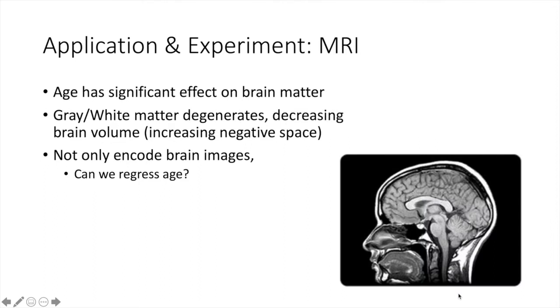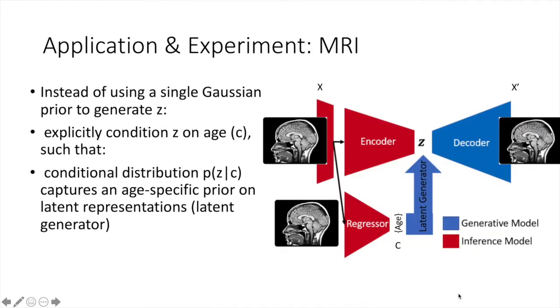So in this experiment, as noted, we're applying this to brain imaging. Age has a significant effect on brain matter. Gray and white matter degenerates over time and with age, and therefore decreasing brain volume and increasing negative spaces such as the ventricles are observed. So not only do we want to encode brain images in a more compressed dimensionality, but can we explicitly condition this representation on age? And so what we're doing here is we're using the brain images as our x, and age is going to be our c.